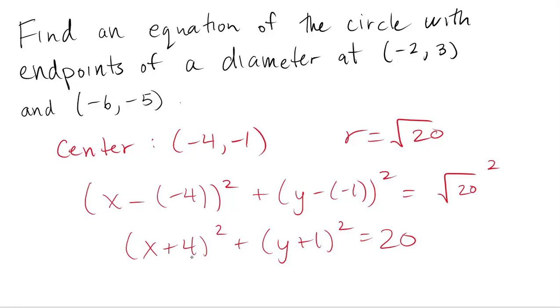Negative 2 plus 4 would be 2. 2 squared is 4. 3 plus 1 is 4. 4 squared is 16. And 4 plus 16 is 20. This point works in the equation. What about the other one?